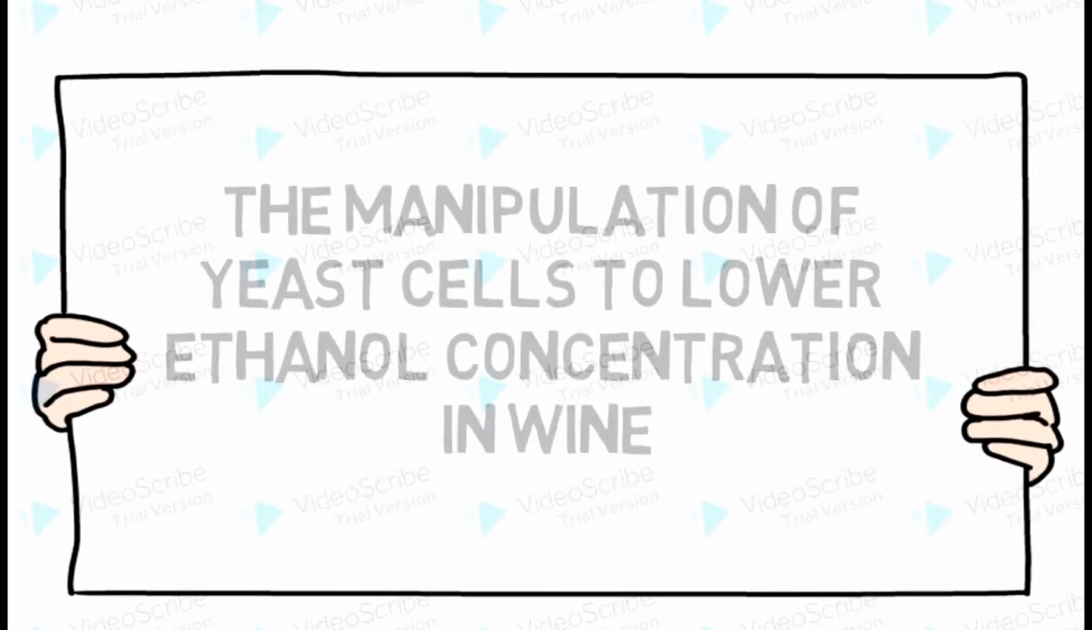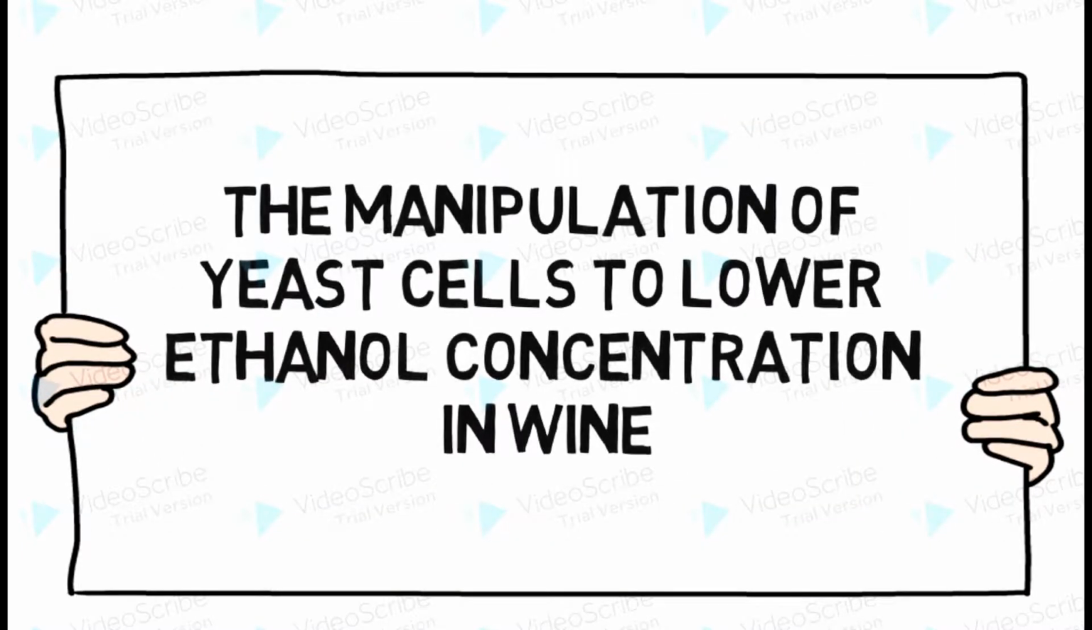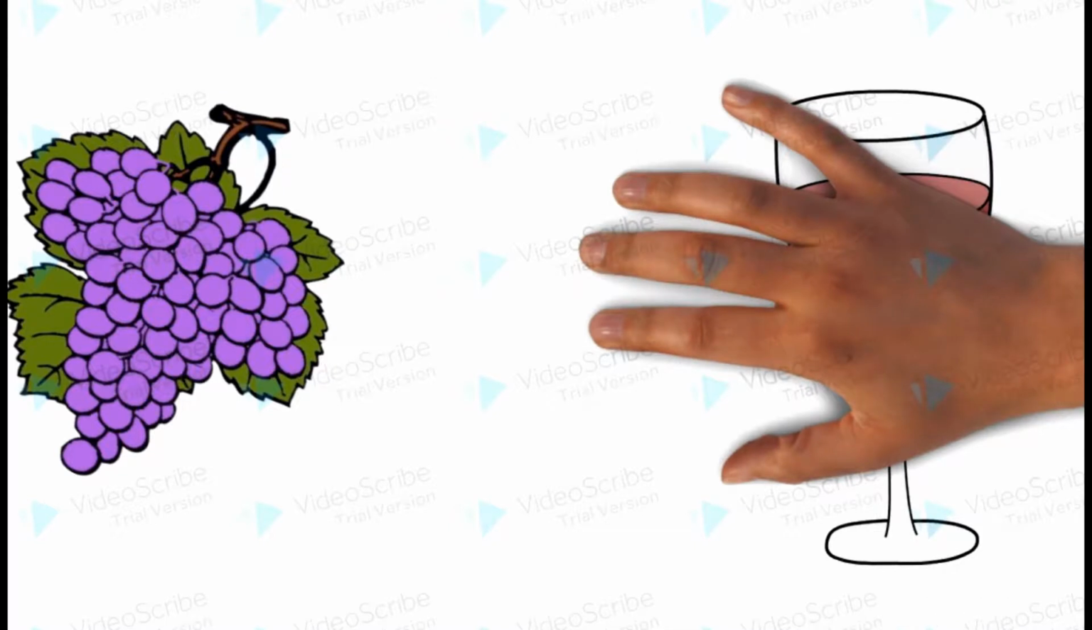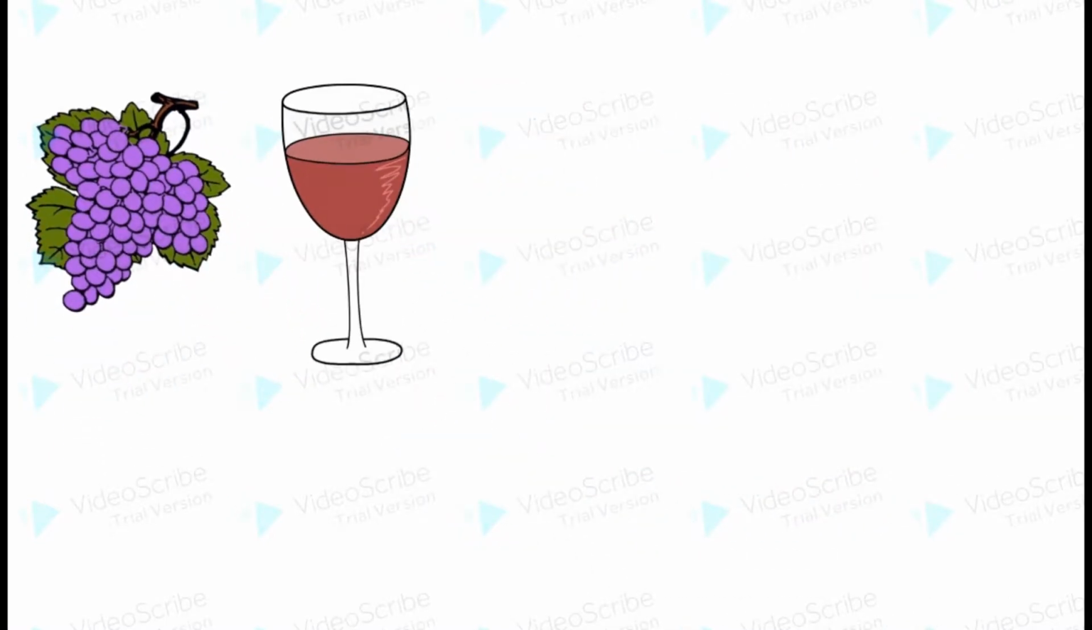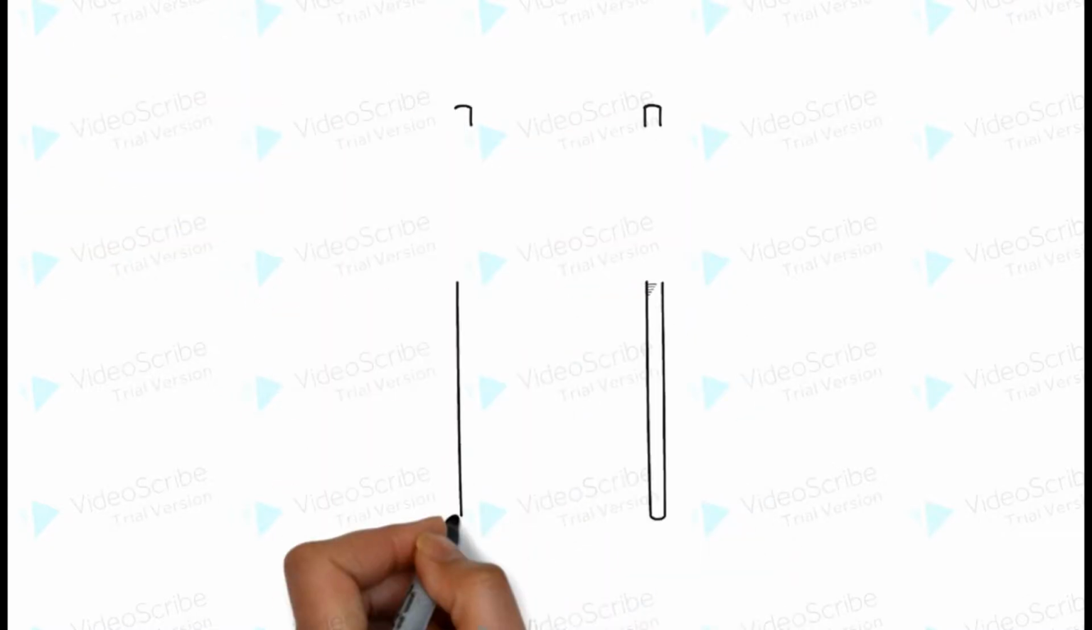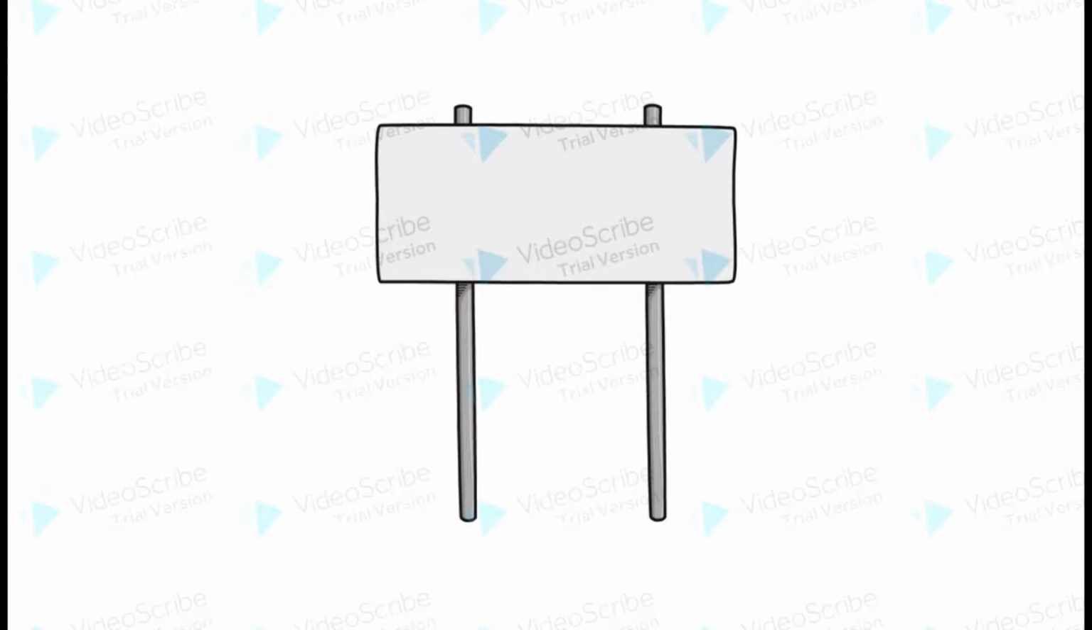The manipulation of yeast cells to lower ethanol concentration in wine. Yeast cells are essential fungi used in the process of fermenting sugars from grapes to ethanol in winemaking. Saccharomyces cerevisiae is a specific strain of yeast most commonly used among winemakers as it has a higher tolerance to alcohol than other strains.